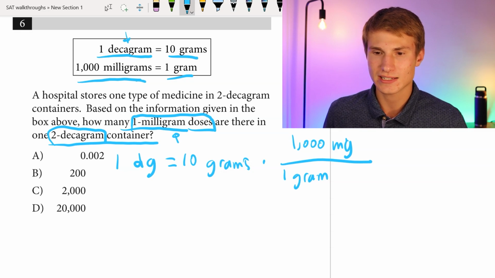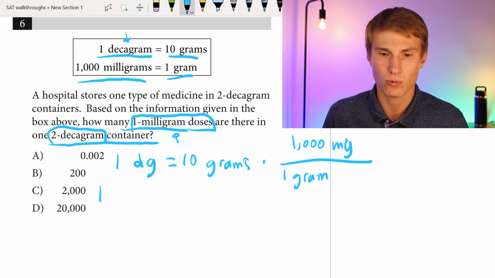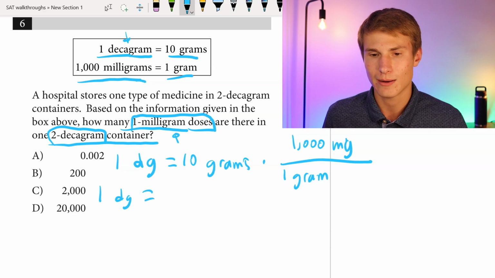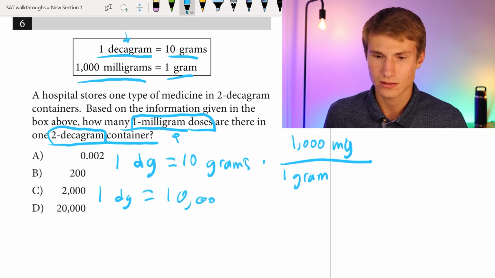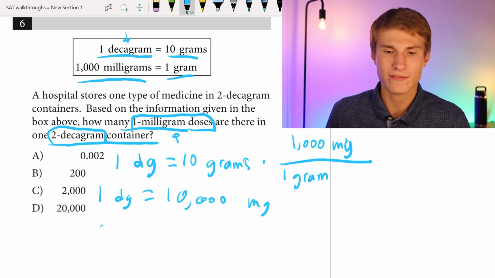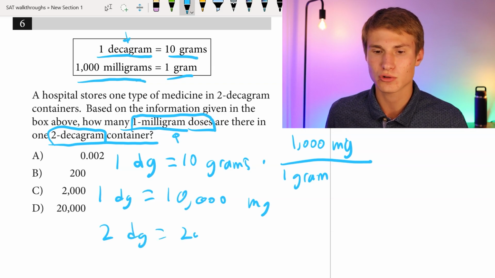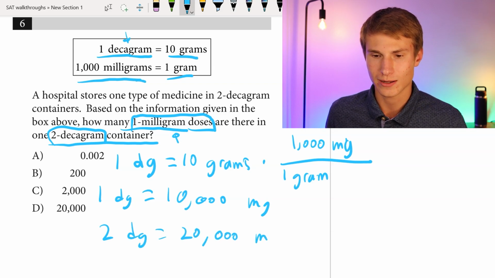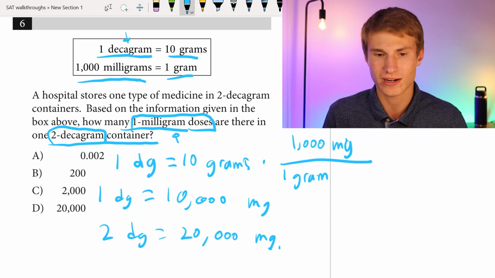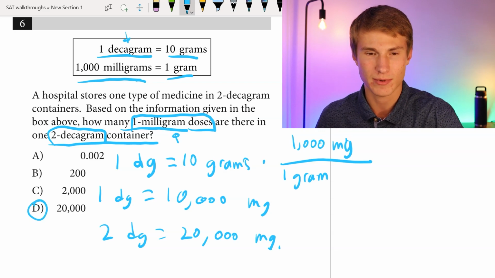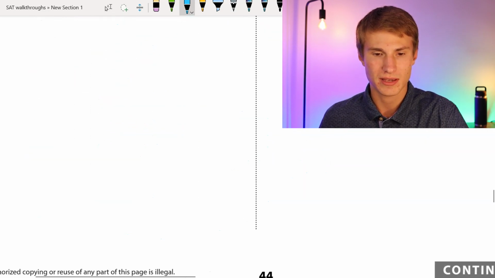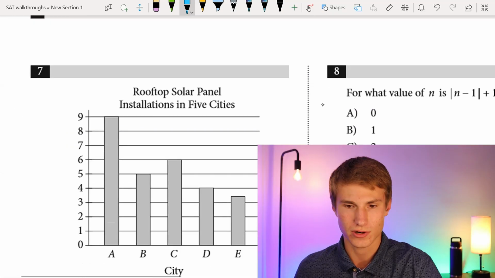All right, so from here I see I've got 10 times 1,000, so that's going to give me in 1 decagram container 10,000 milligrams. Keep in mind, I have a 2 decagram container, which means that I'm going to have 20,000 milligrams. And I need the number of 1 milligram doses, which is going to be that 20,000 then. So my answer for number 6 will be D. So keeping in mind, we're canceling units there to make sure we're getting to our correct answer.